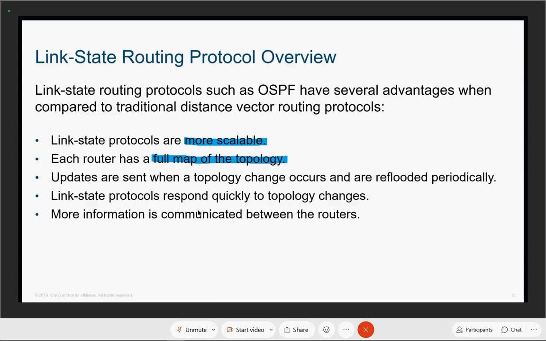Updates are sent out when there's a change in the topology, meaning there's a link that comes up or a link that goes down, and they're reflooded periodically. So they have the ability to respond very quickly to changes in that topology. We call that a triggered update, as you'll see on the next slide. There's also more information communicated between the routers. Because they all have a common view of the network, they all have all of the information about all of the other routers, the links between them, including the metric on each link.